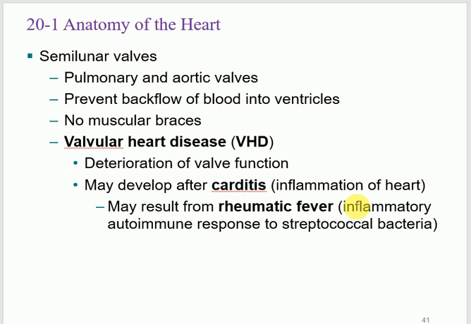This will change the valves and they will not do the job. It can happen for different reasons. We're not going into the details, but if something happened to the valves, whether it's happening directly to the valve, like in the semilunar valve, because there is nothing else there, or in the chordae tendineae and papillary muscles, there will be an issue with the valve doing its job.